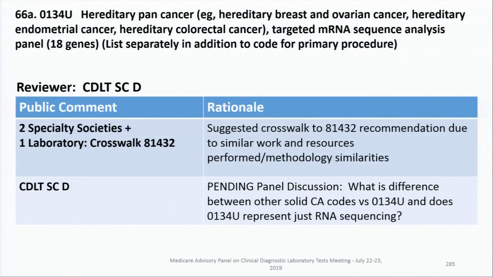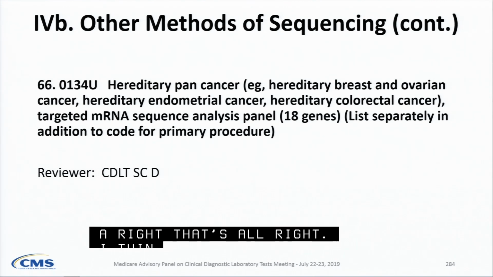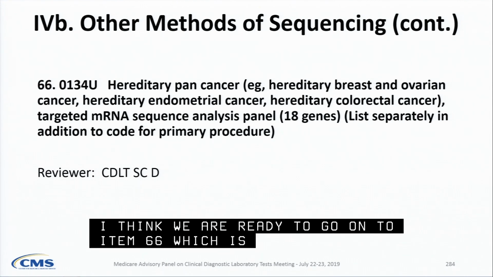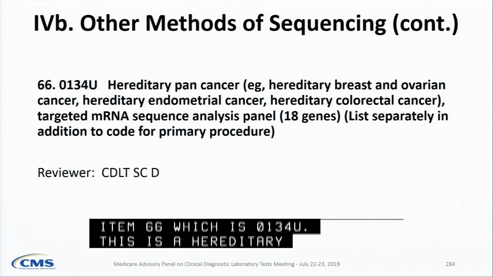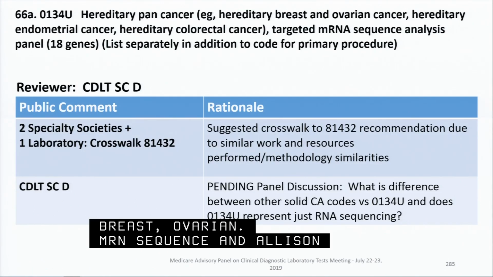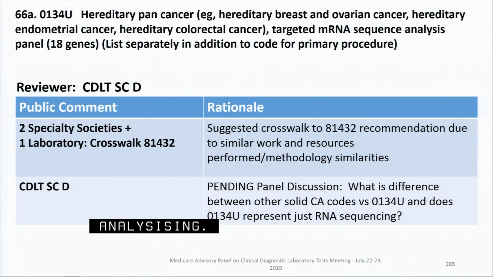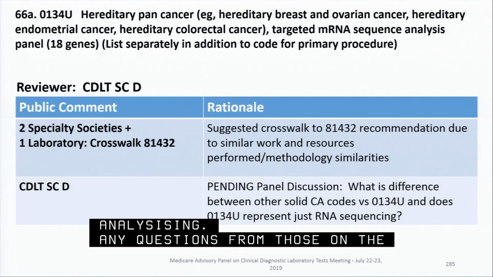All right, I think we're ready to go on to item 66, which is 0134U. This is a hereditary pan cancer test, for example, breast, ovarian, endometrial, colorectal, mRNA sequence analysis, 18 genes, and I'm going to turn this over to Subcommittee D, Dr. Hamilton. Thank you. The appropriate crosswalk is 81432. Any questions from those on the phone? Any question from those in the audience?